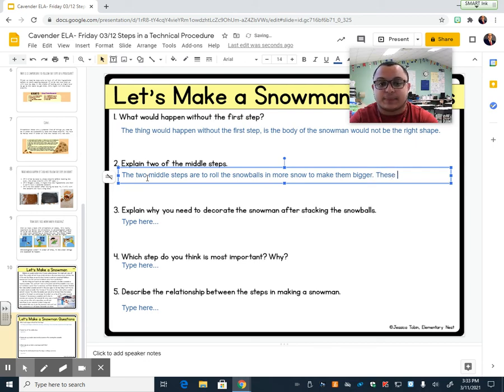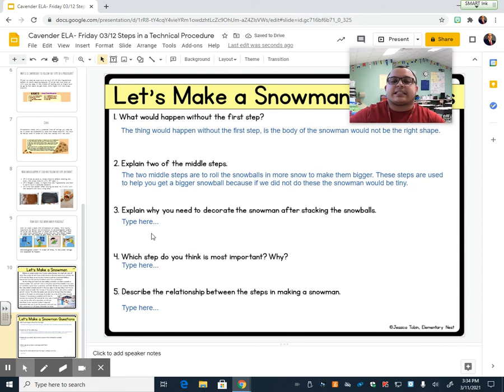Now we have to explain it. These steps are used to help you get a bigger snowball, because if we did not do these, the snowman would be tiny.